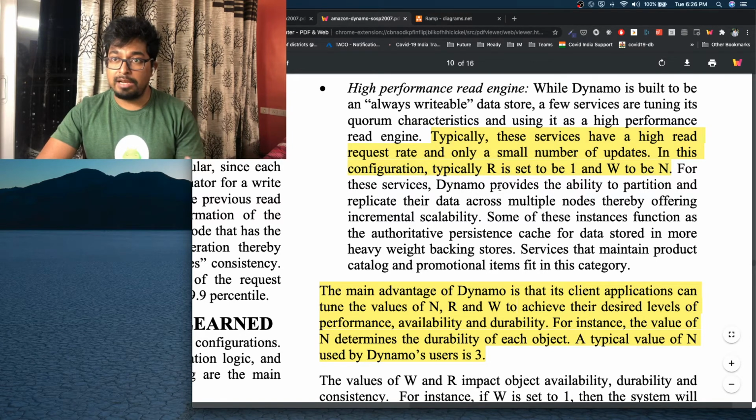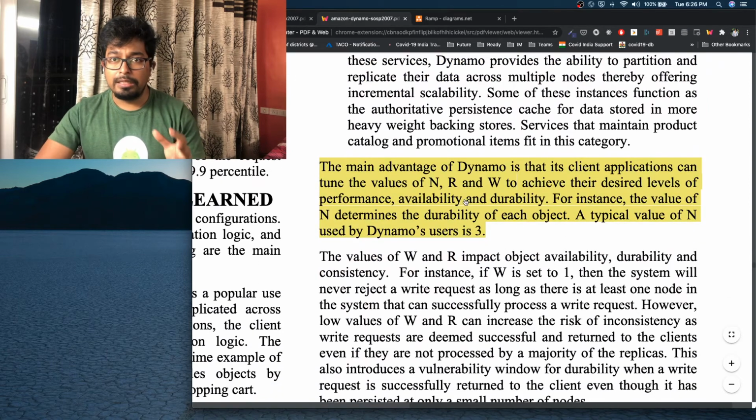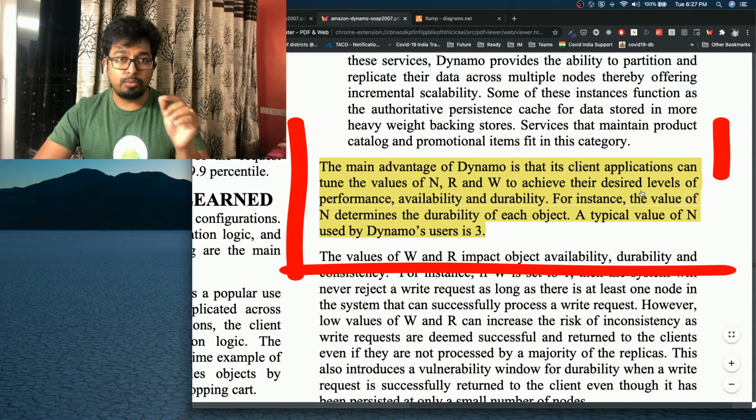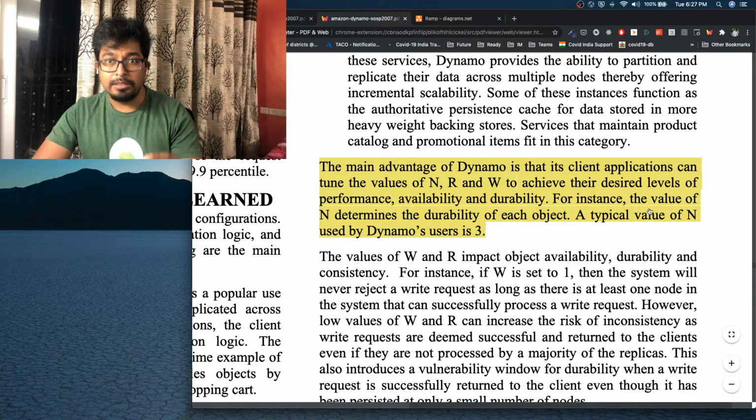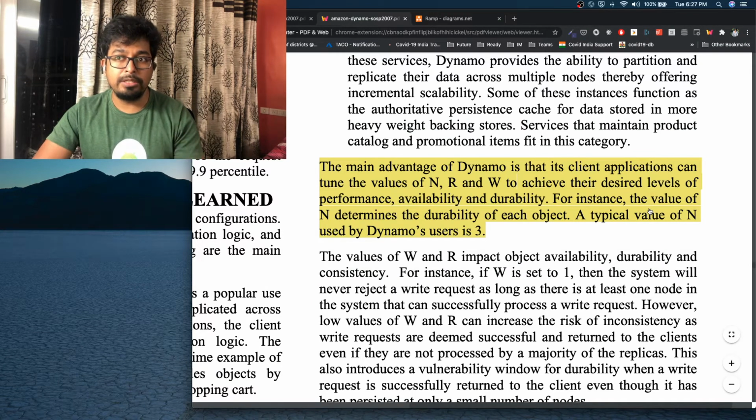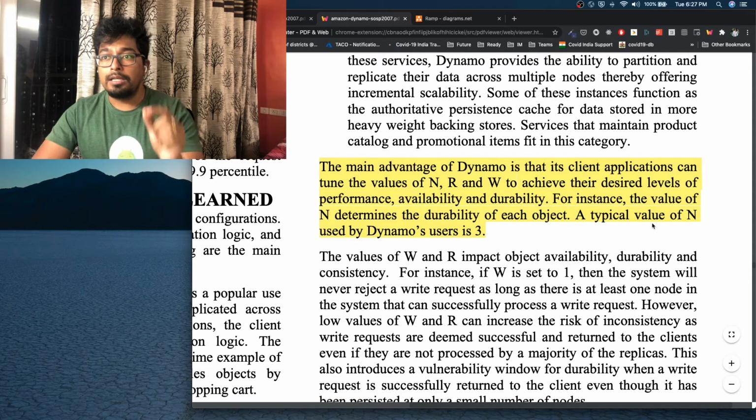For these services, Dynamo provides the ability to partition and replicate their data across multiple nodes, thereby offering incremental scalability. Now, the main advantage of Dynamo is that its client applications can tune the values of N, R, and W to achieve the desired levels of performance, availability, and durability. If there is one thing you take out of this video, this should be it. For instance, a value of N determines the durability of each object. A typical value of N used by Dynamo's users is 3.